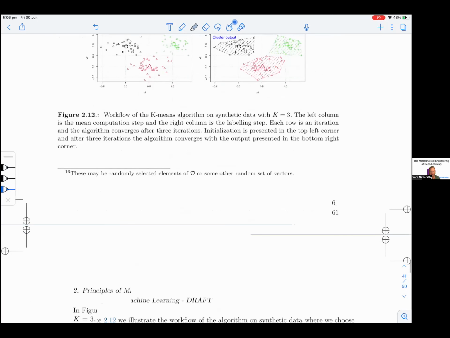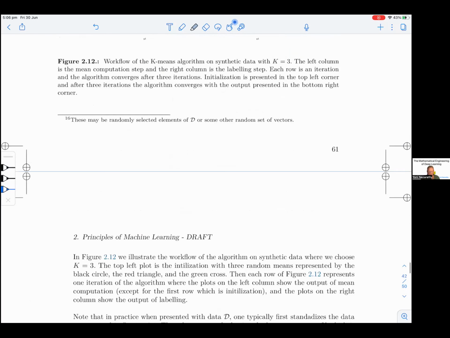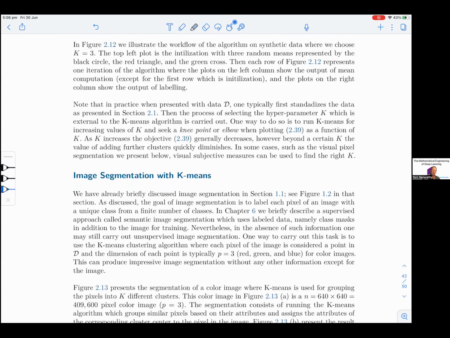In figure 2.12, we illustrate the workflow of the algorithm on synthetic data where we choose k equals 3. So we choose exogenously to the data, we just choose k equals 3 clusters. The top left plot is the initialization with 3 random means represented by the black circle, the red triangle, and the green cross. Then each row of the figure represents one iteration of the algorithm, where the plots on the left column show the output of mean computation, except for the first row, which was initialization. The plots on the right column show the output of labeling.